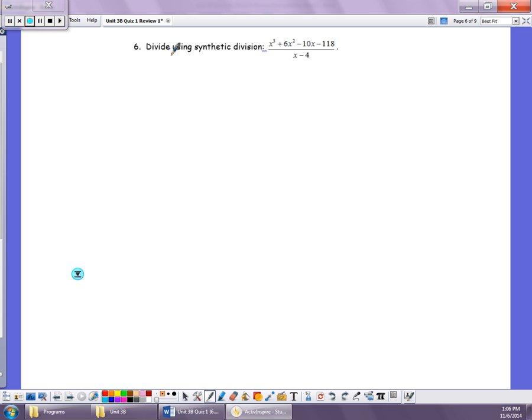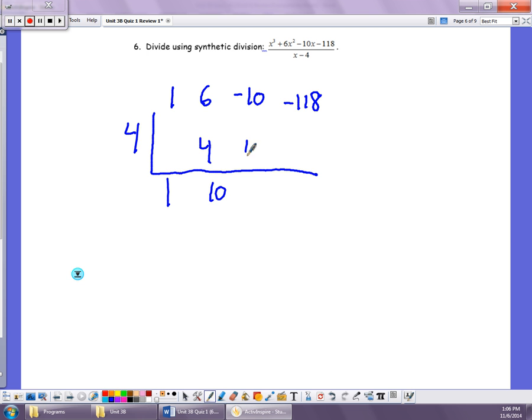For number 6, I use synthetic division. So here, the important thing to realize is if my denominator is x minus 4, I'm going to use 4 as my 0, not negative 4. The sign has to change. I put my coefficients up, go through synthetic, and you see here I have a remainder of 2.